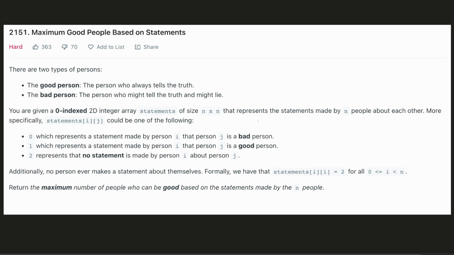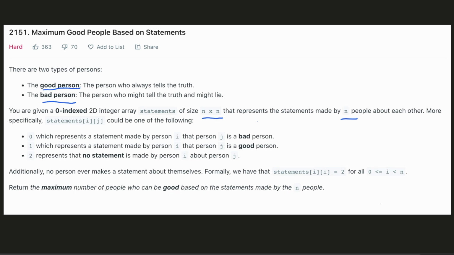We are given a group of n people and a 2D array statements of size n by n, which represents the statements made by them about others. There are two types of people in the group, a good person and a bad person. A good person is somebody who always tells the truth. And a bad person is somebody who might tell the truth and who might lie. So their statements are irrelevant because we do not know if they are telling the truth or they are lying.